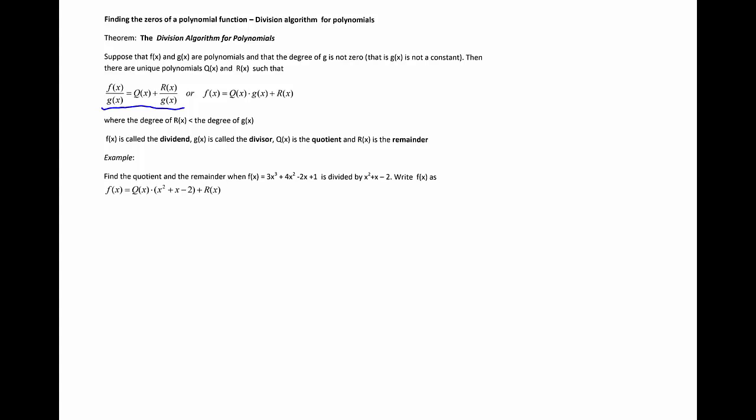After multiplying both sides of that equation by g of x, we obtain the relationship that f of x is equal to g of x times q of x plus r of x. The degree of the remainder is always less than the degree of g of x. So let's recall briefly how we divide two polynomials f of x and g of x.